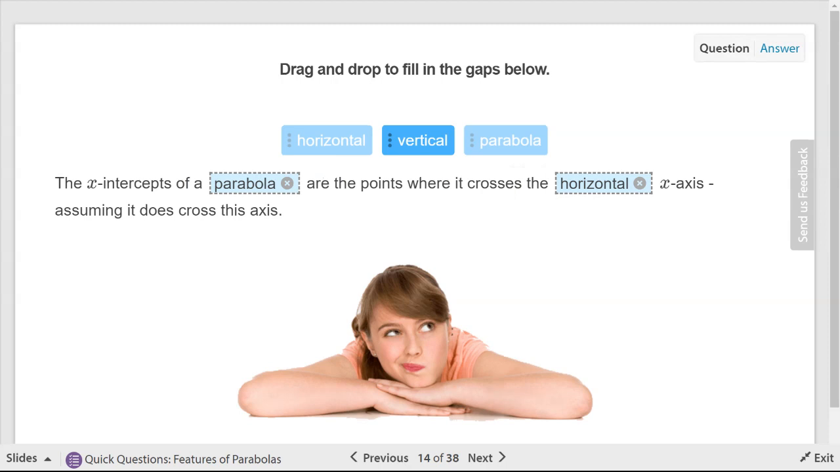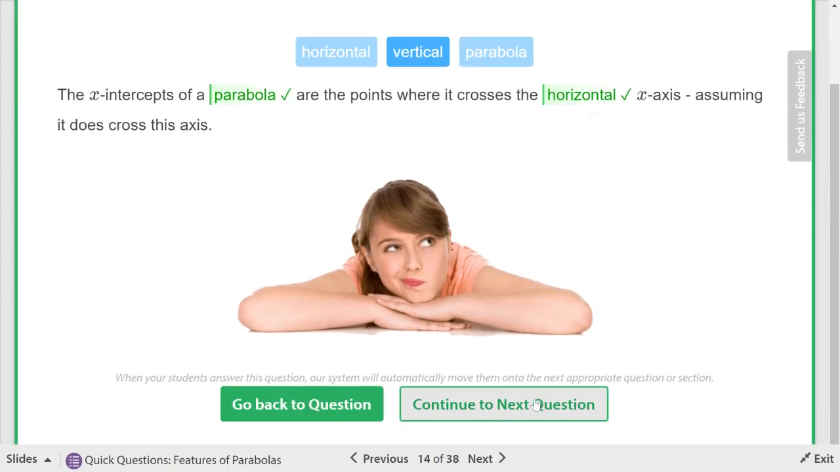So if I have to quickly just make sure that you understand what x-intercepts are, let's quickly get our x-axis going and y-axis over here. So there's your y-axis, there's your x-axis, and the parabola is drawn nicely, not like mine, and that over there would be your x-intercepts. So what do you have here? You have some kind of horizontal line over there, and you also have a parabola. Okay, let's move on. And let's continue to the next question.